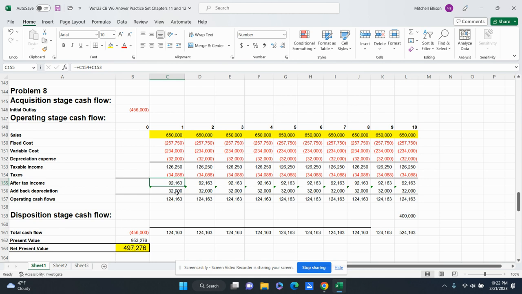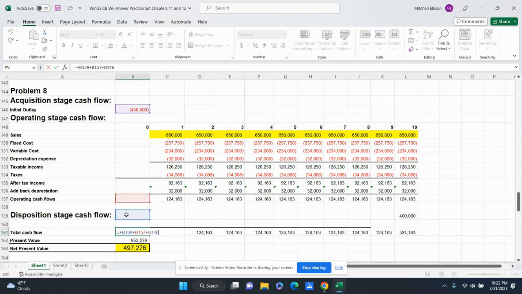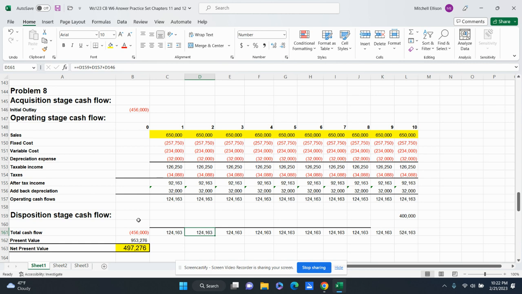When you take the 92,163 plus 32,000, that gives you 124,163. We give you a disposition value of 400,000. So down here, you're going to add any disposition stage cash flow, which there is none in year zero. Operating cash flow, none in year zero, plus your initial outlay. That gives you a total of 456. Copy that across, and you'll get these numbers here.